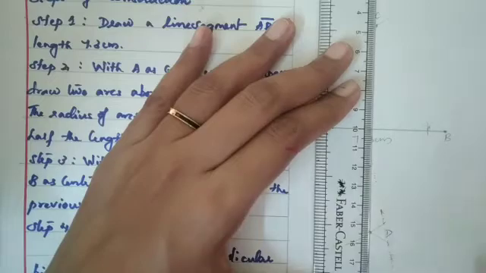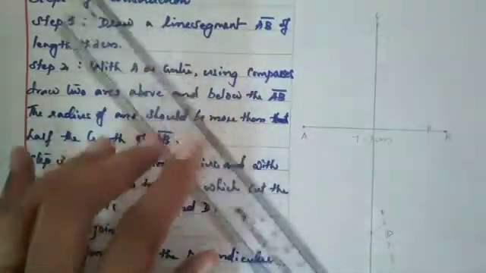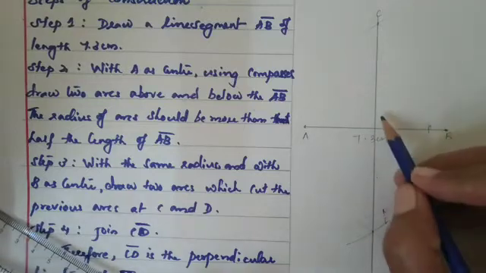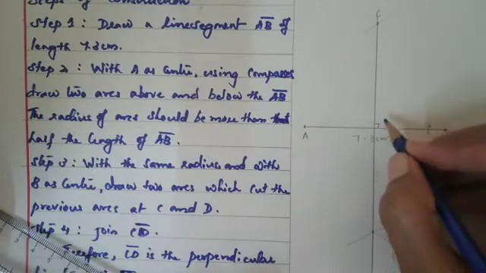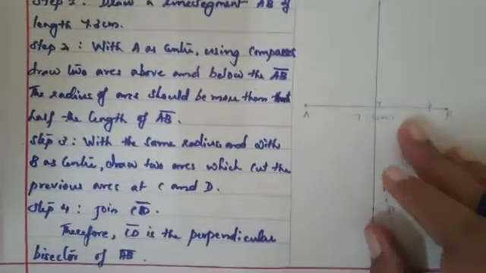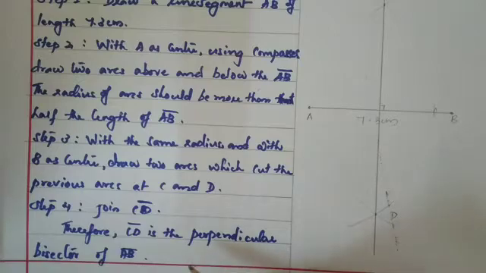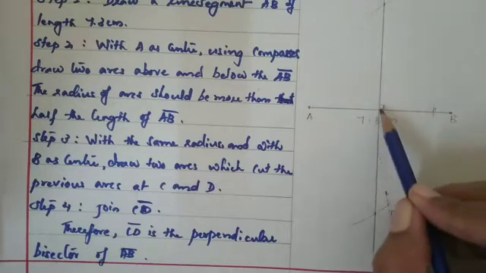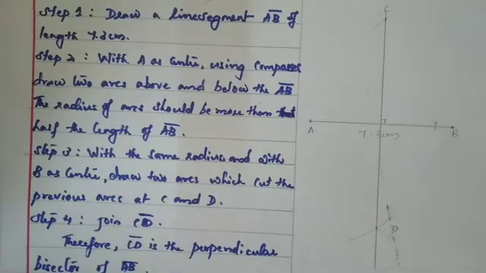So you have to check this line is passing through the midpoint of the line segment AB, and the angle formed here is 90 degrees. So CD is perpendicular to AB. CD is the perpendicular bisector of AB. So a perpendicular line which passes through the midpoint of the line segment is called a perpendicular bisector. Hope all of you understood.